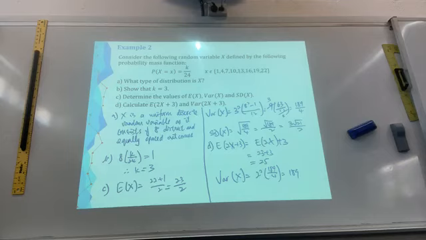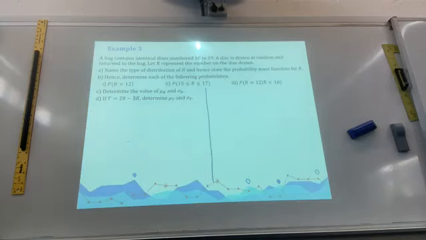Alright. Let's do example 3 first. A bag contains identical discs numbered 10 to 19. A disc is drawn at random and returned to the bag. Let R represent the number on the disc drawn. So I'm not using capital X now, I'm using R. Name the type of distribution R is and hence state the probability mass function for R.